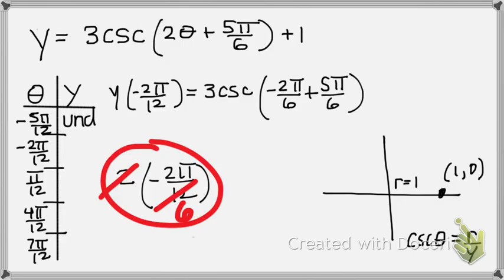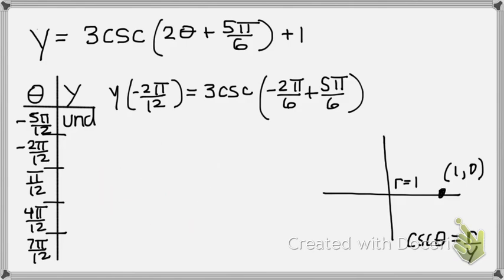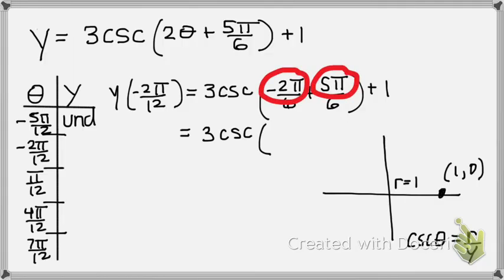And now we have the common denominator, right? So just keeping an eye out, being flexible with the numbers to make our calculations more convenient. So that's 3 cosecant. And then negative 2 plus 5 is 3. So that'll be 3 pi over 6, which is pi over 2, right? So cosecant of pi over 2 plus 1. All right, let's evaluate that.